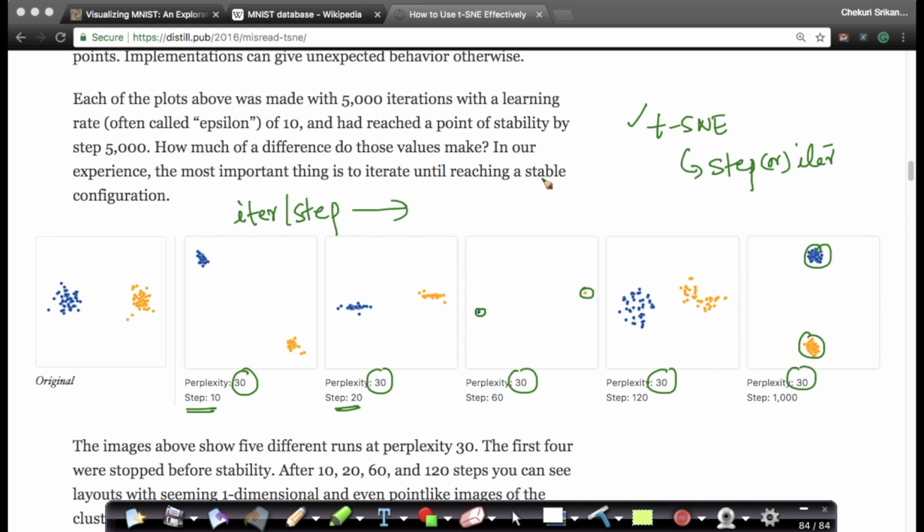So the first lesson learned was: always run t-SNE for multiple values of perplexity. Find the right perplexity by keeping your number of iterations large, and then change the iterations to understand whether the shape is stabilizing or not. This is a very important lesson.